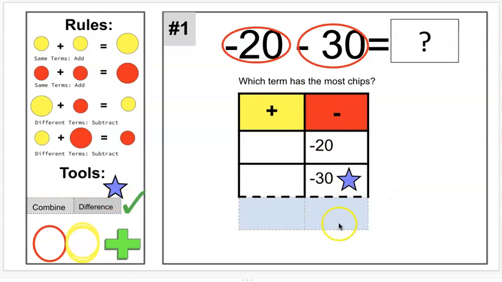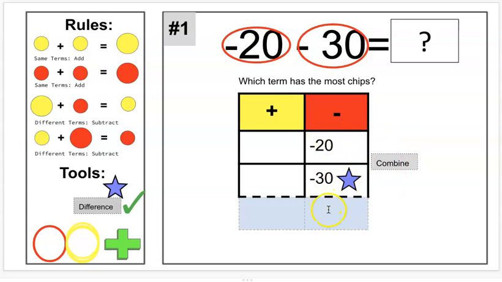Now that I have two red terms, I'm going to look to the rules. I see two red terms, and the answer should be a red also, should be a negative. But I'm looking at what I have to do. I have to add. Another word for add is to combine. You're going to combine these terms. So I'm going to move it over to show that I have to combine them.